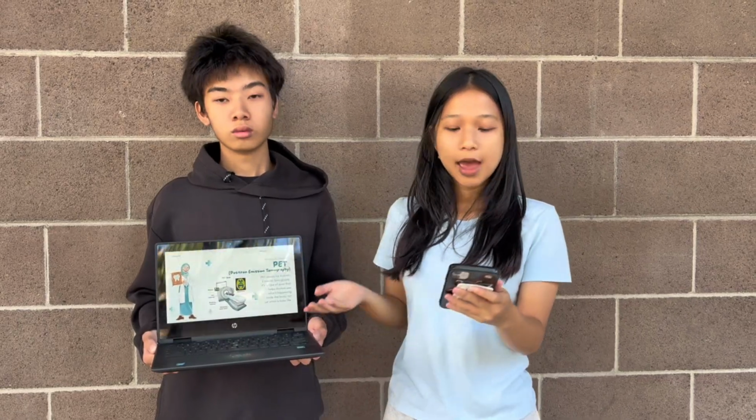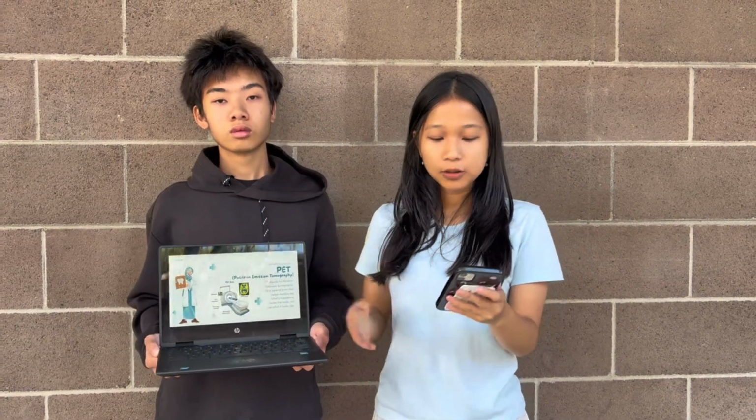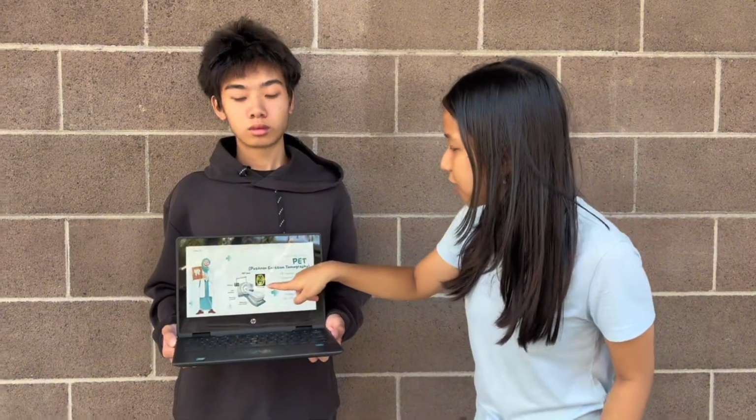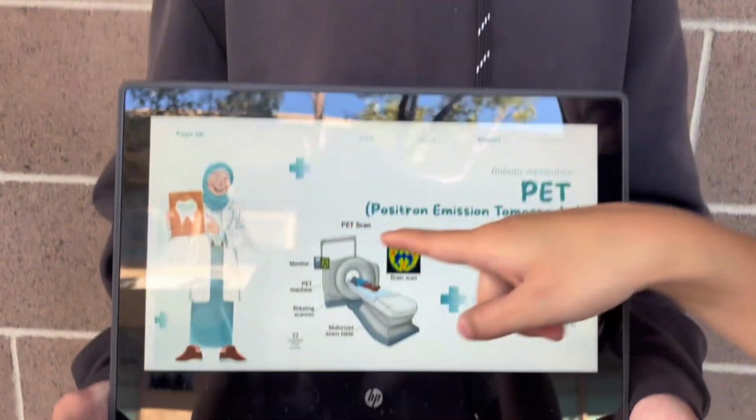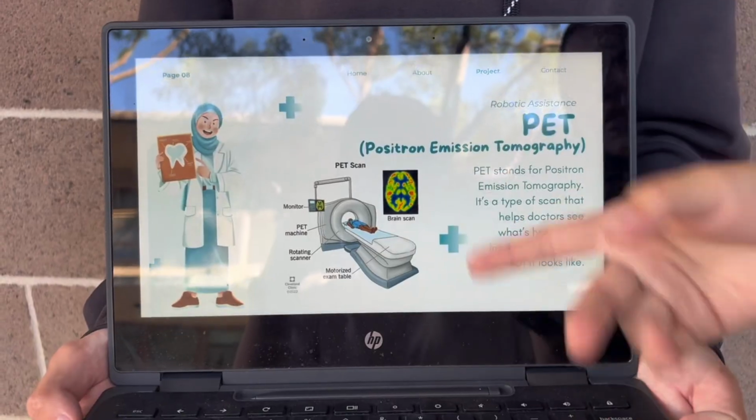How does it actually work? Before the scan, a special radioactive substance is injected into the patient's body. The substance travels through the body and goes to the areas where there's a lot of activity, like fast-growing cancer cells. The PET scanner then detects the radiation from those areas and creates an image that shows where the activity is actually happening. This is a PET scan of the brain showing the activity in the brain.